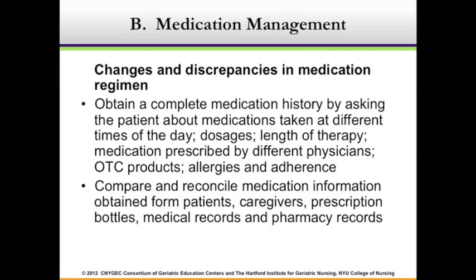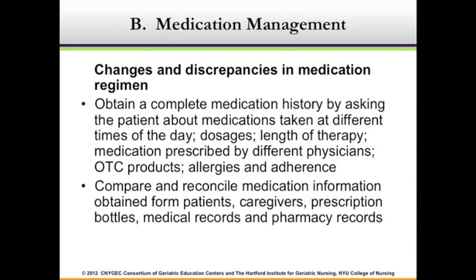In regards to medication management, always obtain a complete medication history by asking the patient about medications taken at different times of the day, dosages, length of therapy, medication prescribed by different physicians, over-the-counter products, allergies, and adherence. Compare and reconcile medication information obtained from patients, caregivers, prescription bottles, medical records, pharmacy records, and primary care providers.